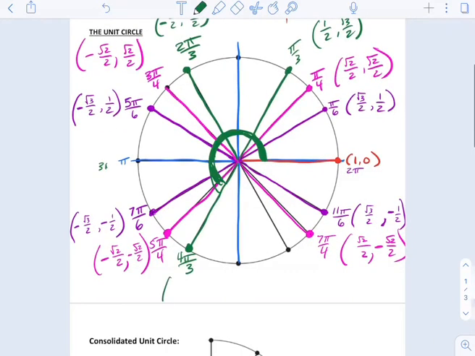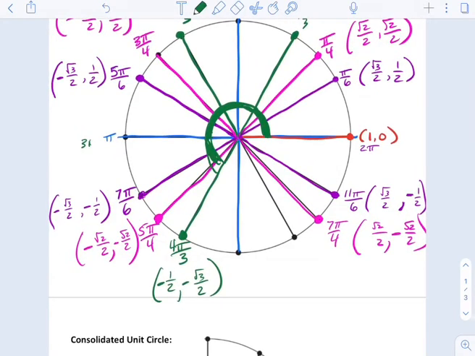And its points will remain the same. We're going to have 1 over 2 and root 3 over 2. And both are going to be negative because we're in quadrant 3. We're to the left and down. Left, the x is negative, and down the y is negative. And then finally the last one. So that's 4 pi over 3.